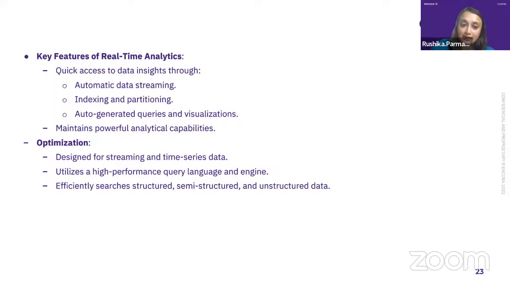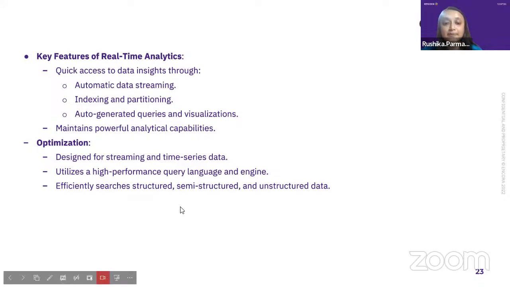Key features of real-time analytics: it automates data streaming, indexing and partitioning, and auto-generated queries and visualization with the help of Copilot. Here, this can be done very easily. It maintains powerful analytical capabilities. How it can be optimized: it's designed for streaming and time series data, utilizes a high performance query language and engine, and efficiently searches structured, semi-structured and unstructured data. So it runs through Lakehouse as well to get the visualization and queries done.